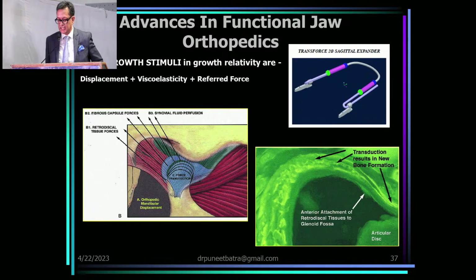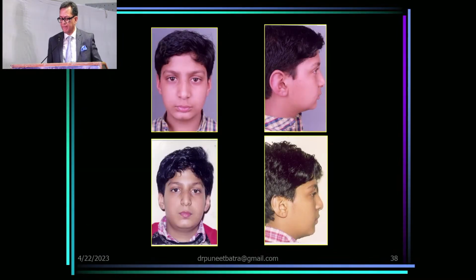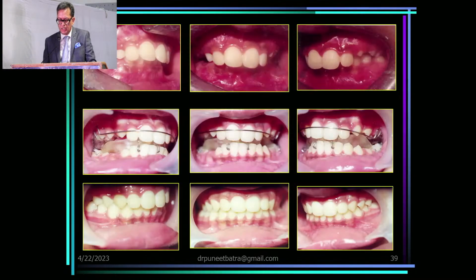Similarly, submucosal injection of PRP can create a kind of RAP phenomenon and therefore enhance the rate of tooth movement. Now, functional appliances have also changed. All of us in the dental school are taught functional appliances. But now, the growth stimuli can cause displacement, viscoelasticity, and referred force.